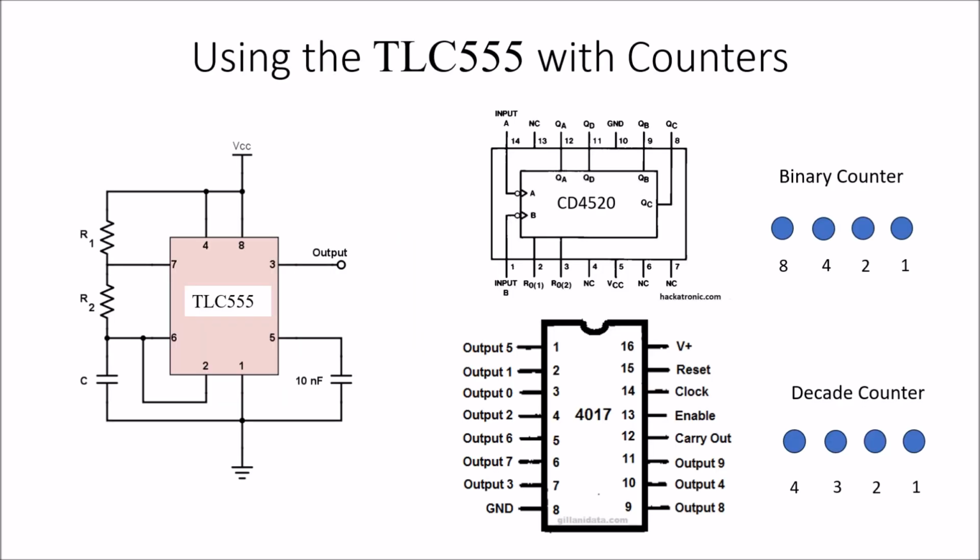As I alluded to in the previous video, we're going to combine a timer with a counter. And we have 2 different types of counters. A CD4520, which is a binary counter. It's actually a dual counter. And we have a decade counter, a 4017 decade counter. I'll show you the difference between the two, and we'll build one of each.